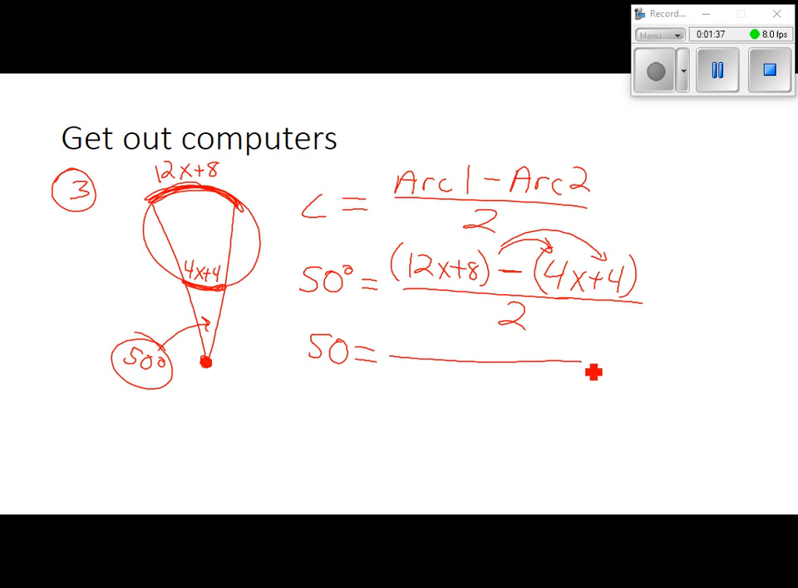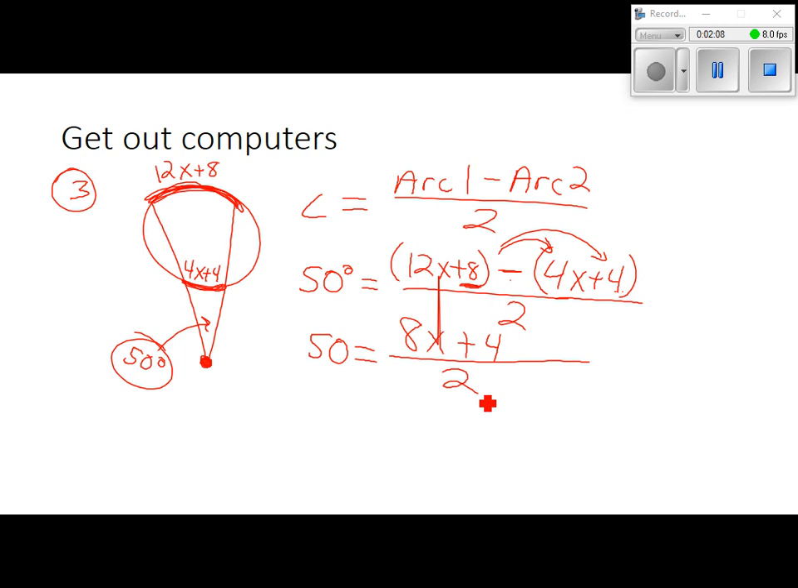You can do this, try to make it easy on yourself. If I'm doing this problem the way I do it, I look at it and I say, okay, my like terms are 12x and 4x, so I'm going to do 12x minus 4x. What is 12x minus 4x? 8x. And then I'm going to do 8 minus 4. What's 8 minus 4? It's a positive 4, not a negative. So now I have all that.